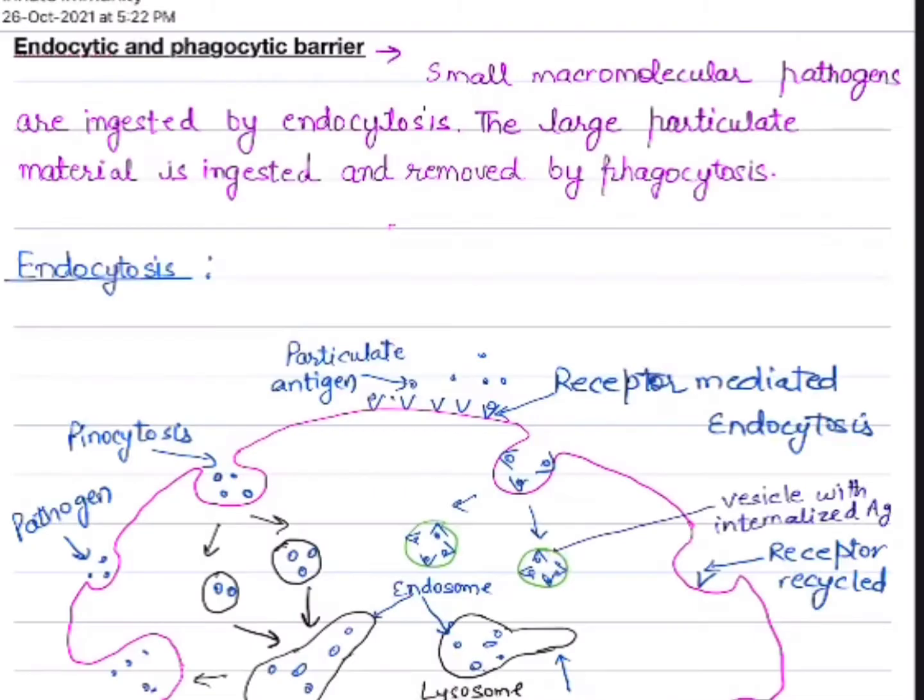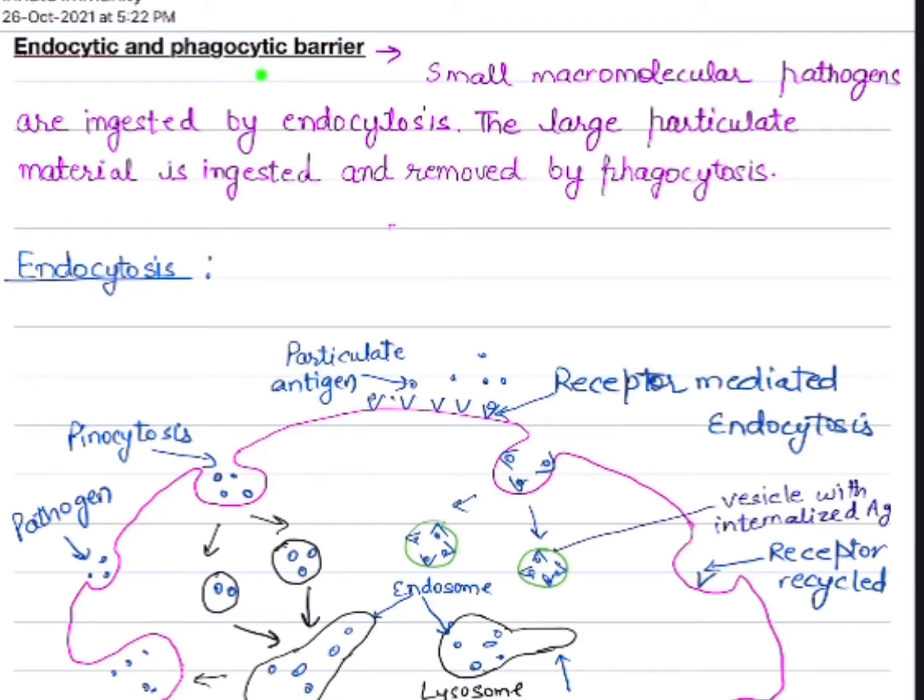So, this is innate immunity part 2. In my previous video, we discussed two mechanisms of innate immunity, the anatomical barriers and physiological barriers, and I will put the link of that video in my description box. Now, we are going to start with the third type of barrier, that is phagocytosis barriers. So, endocytic and phagocytic barriers.